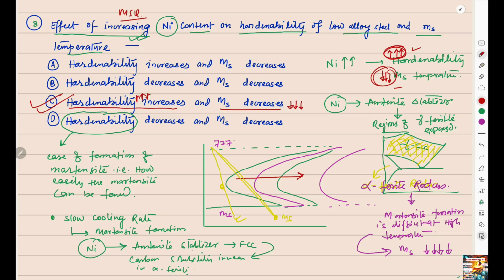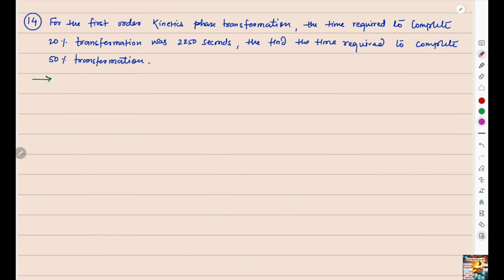Now moving to the next question. According to this question, for the first order kinetics phase transformation, the time required to complete 20% transformation was 2250 seconds. Now we have to calculate the time required to complete 50% transformation.